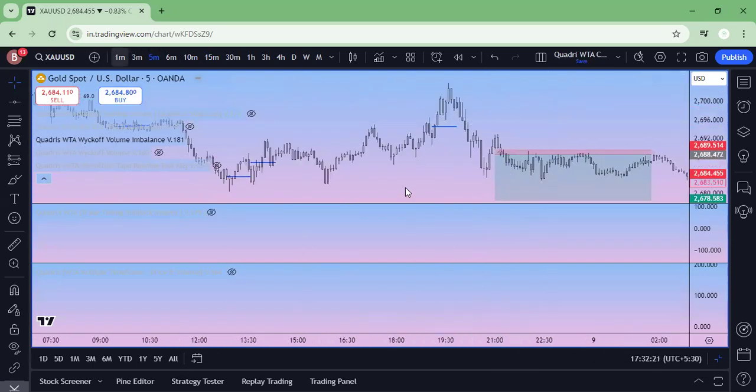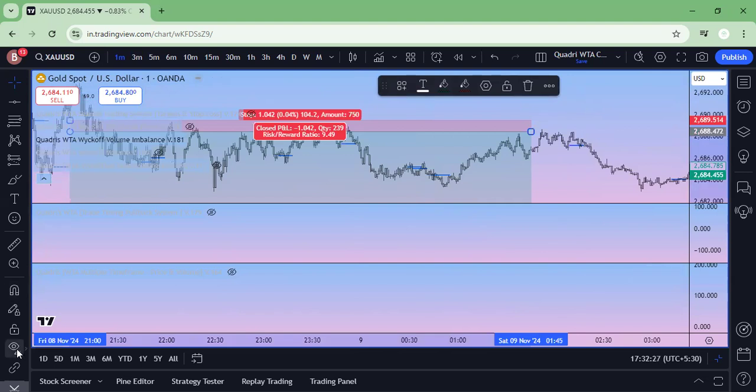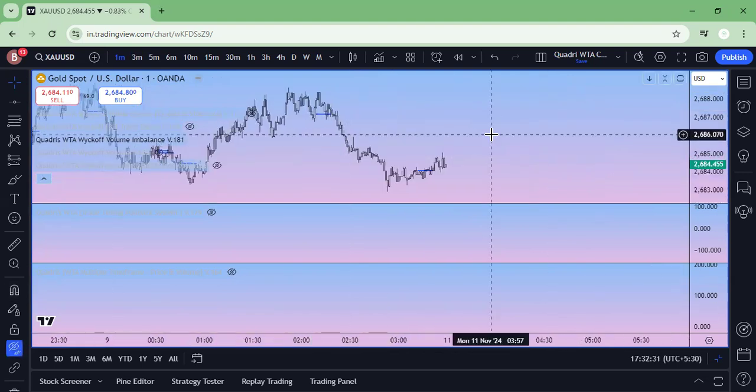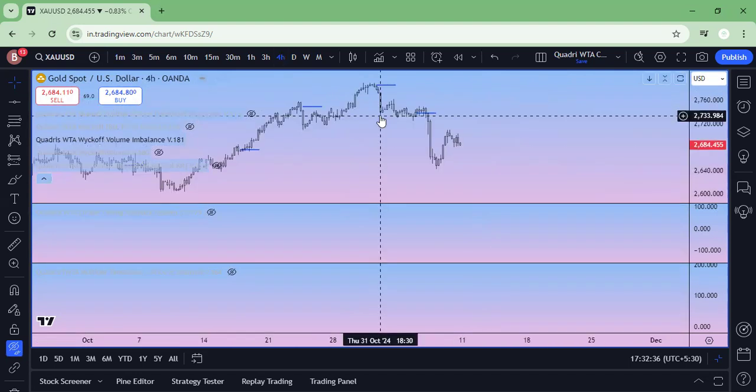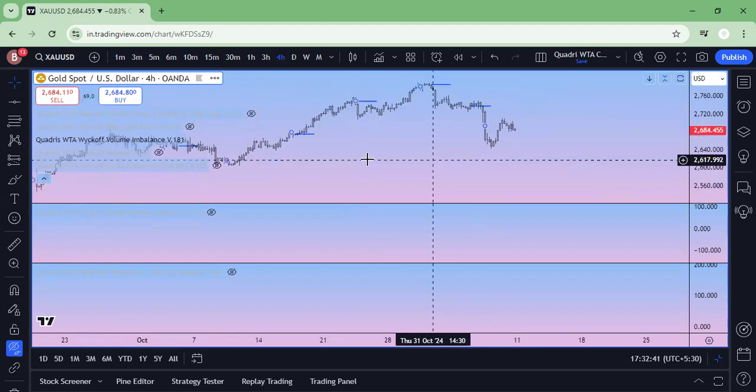On 1 minute, you can even watch it on 1 minute also. So when you go for lower time frames, the frequency of the lines would increase, and if you are going for a 4 hour or a 1 hour time frame or a daily time frame, the frequency would differ.